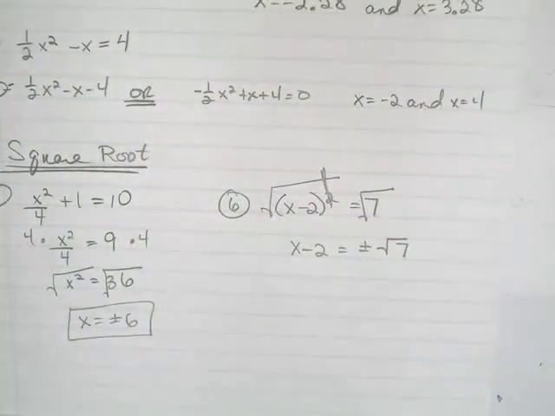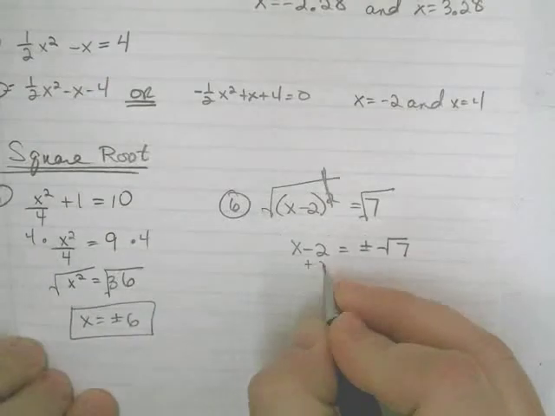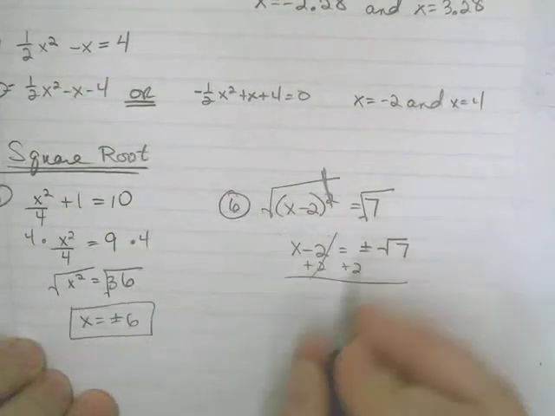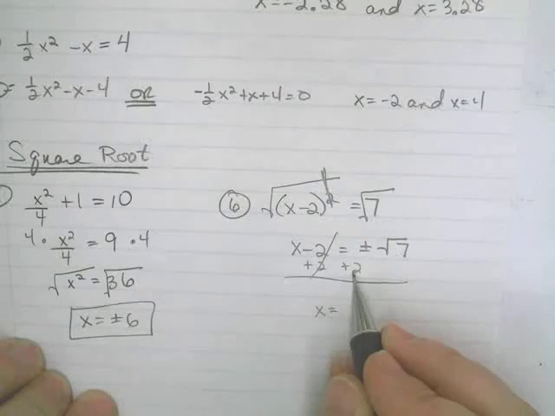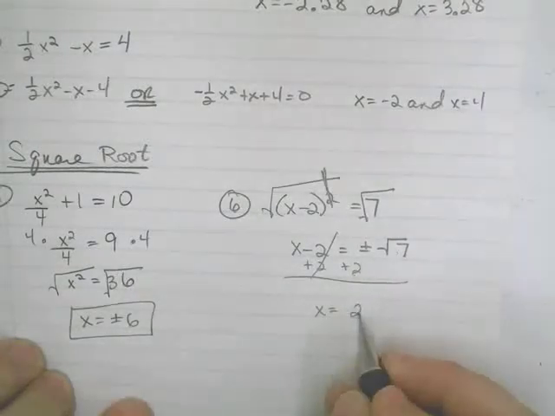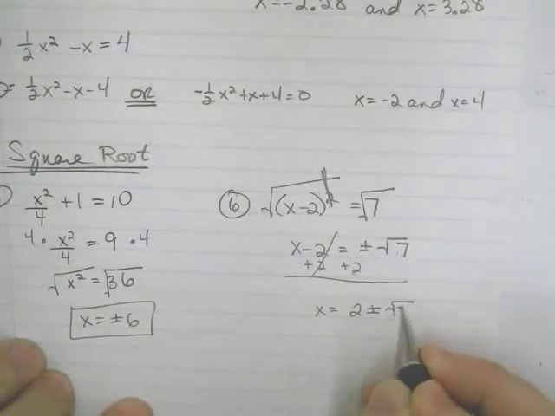To get rid of a plus 2, I add 2, and this is the place that it looks funny, but it works. I cannot combine these because this is a whole number and this is a radical. So I just write 2 plus or minus the square root of 7.